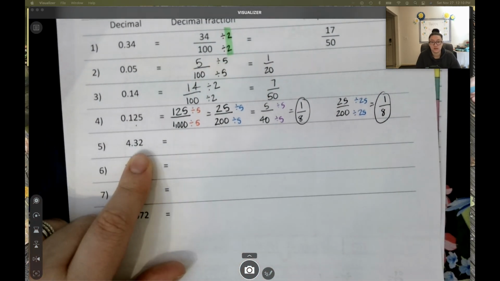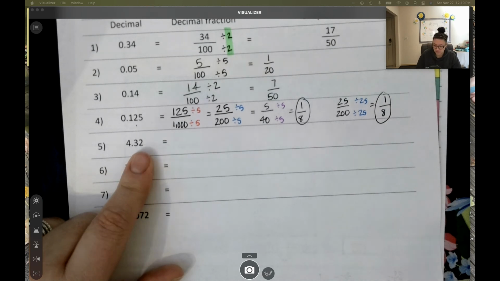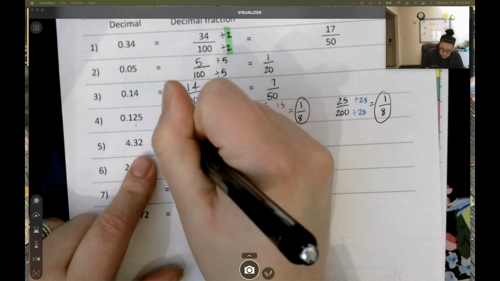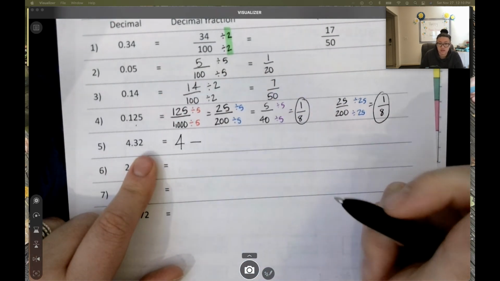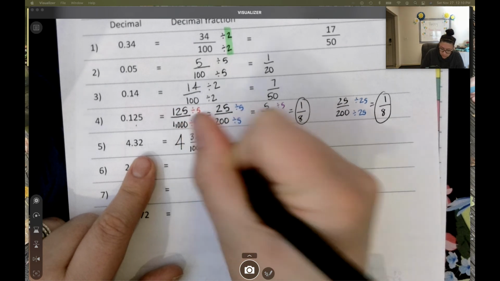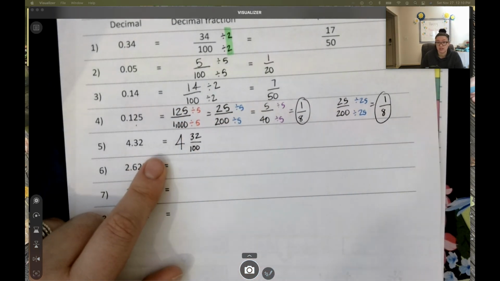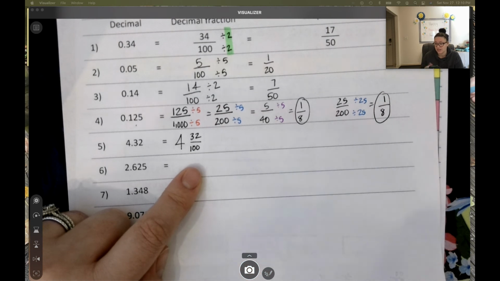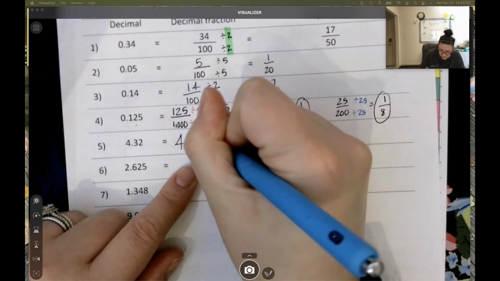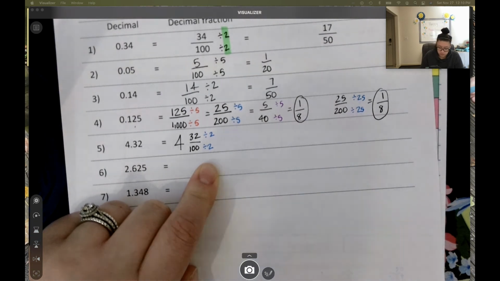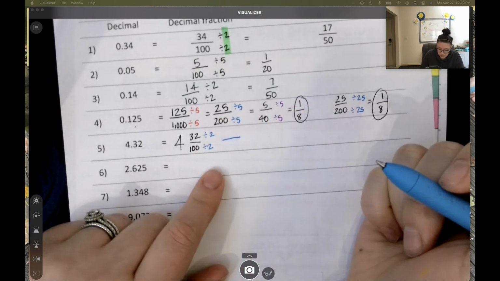With mixed numbers, with these wholes and parts, it's very similar, but you still are going to need to simplify the fractions. So 4 and 32 hundredths. What's the fraction going to be? 32 over 100. And now I need to get into my division. We see they're both even, 32 and 100. So what can I divide them both by? 2. I can divide them both by 2. What's 32 divided by 2?